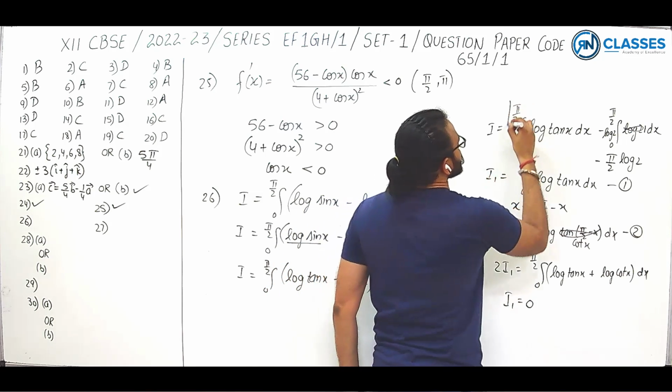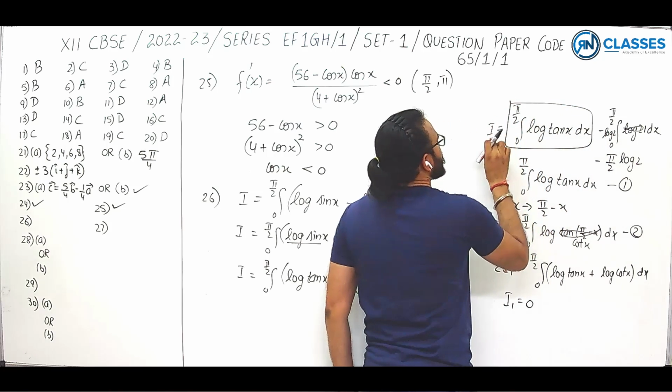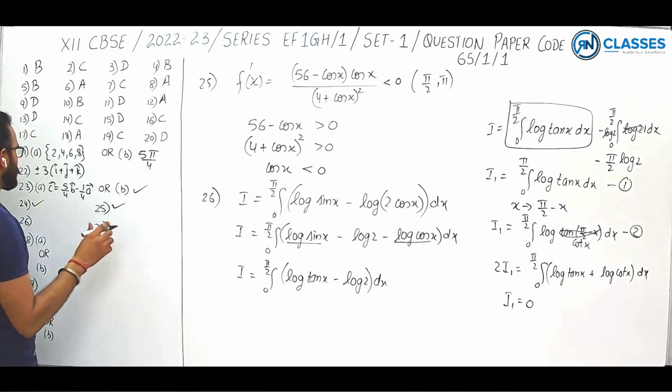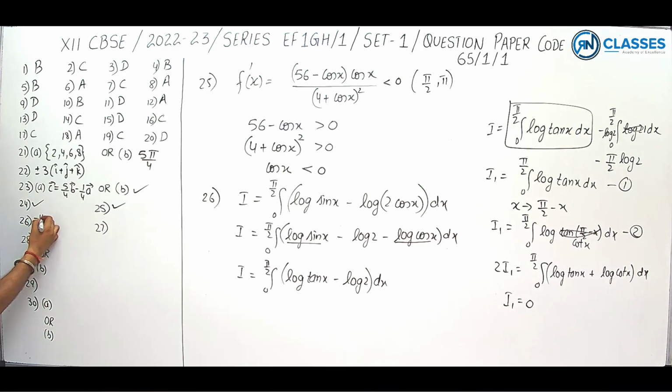Value of I1 turns out to be 0, this part is 0, so integral I की वैल्यू आ गई minus pi by 2 log 2. So answer to question number 26 is minus pi by 2 log 2. Now passing on to question number 27.